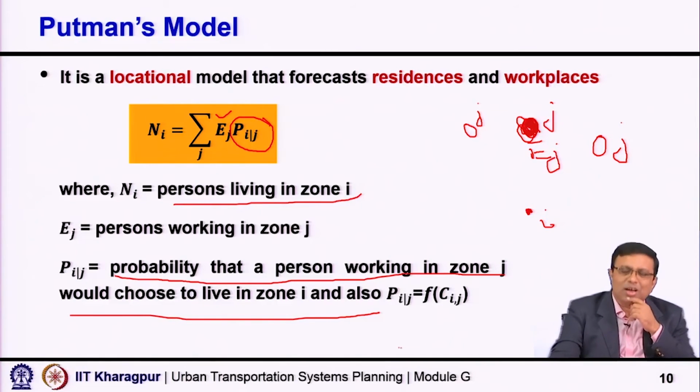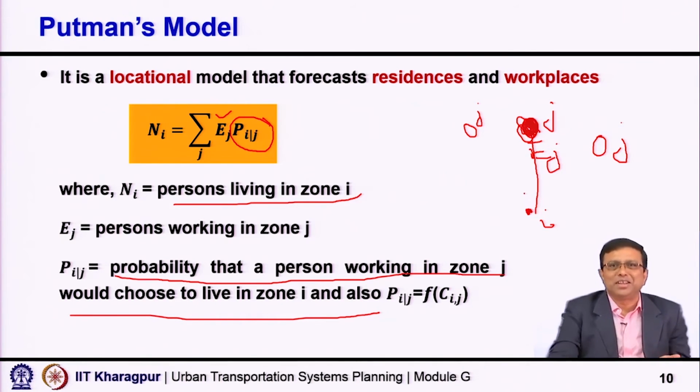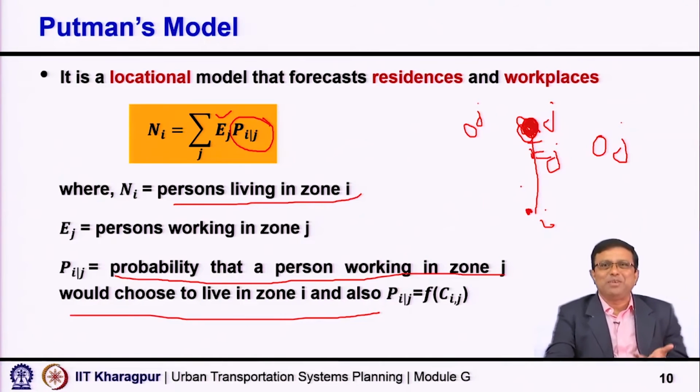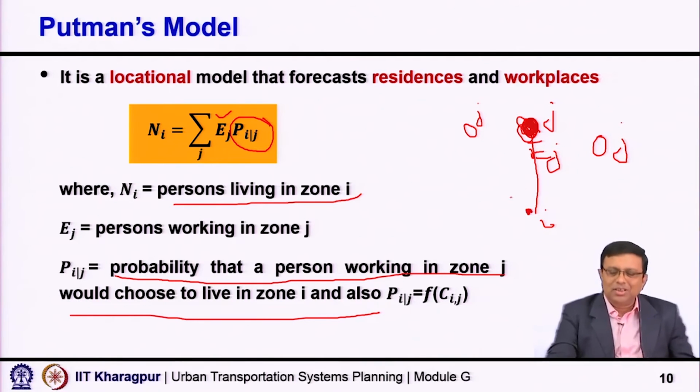So, how can we calculate that probability? It will obviously be a function of the Cij. Cij is the generalized representation of cost; it could be time, it could be distance, it could be the actual cost, it could be the generalized cost, right. So, obviously, this probability is a function of the Cij. Does it depend only on this particular i and particular j? The answer is no.